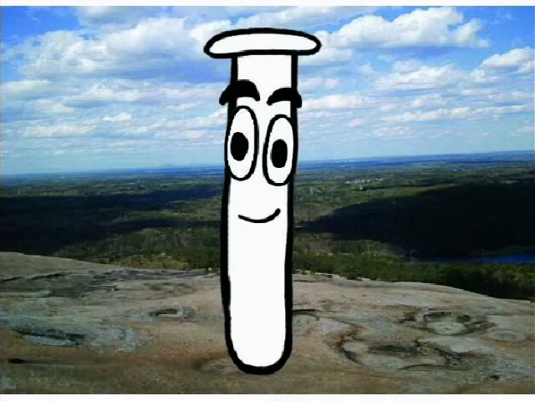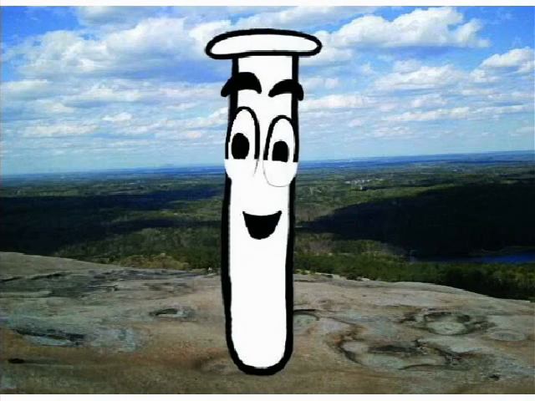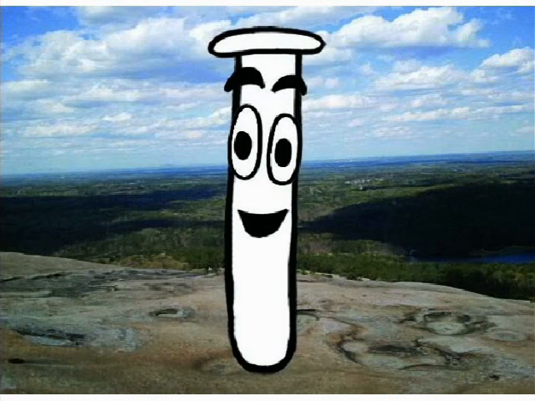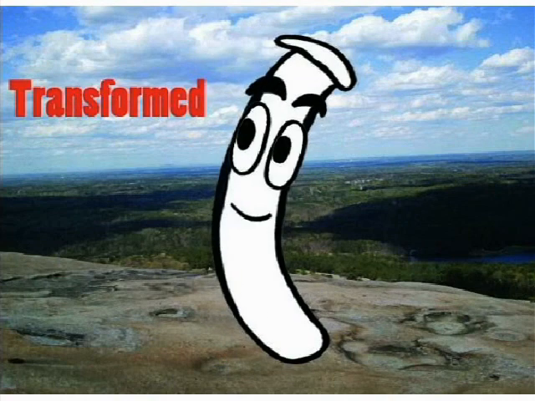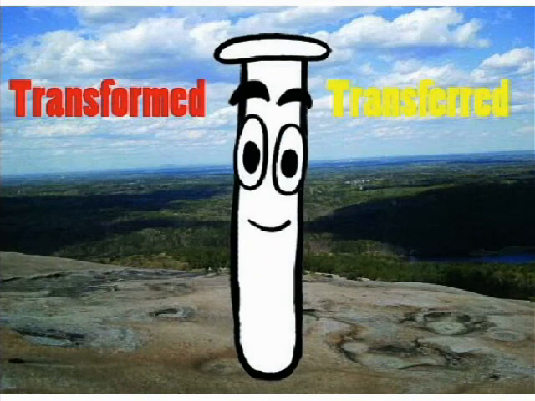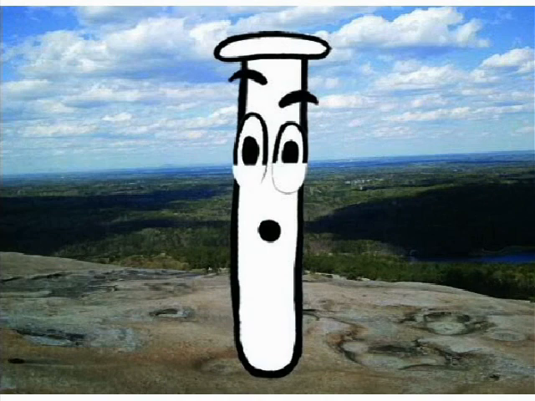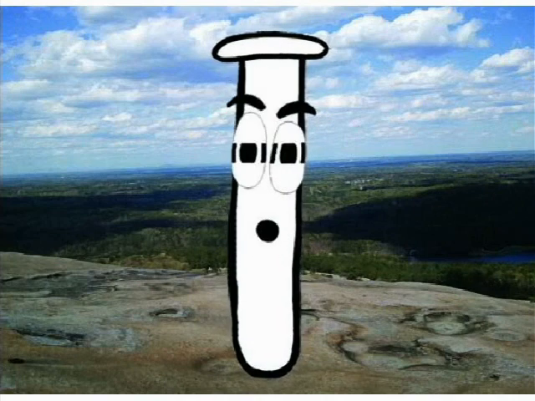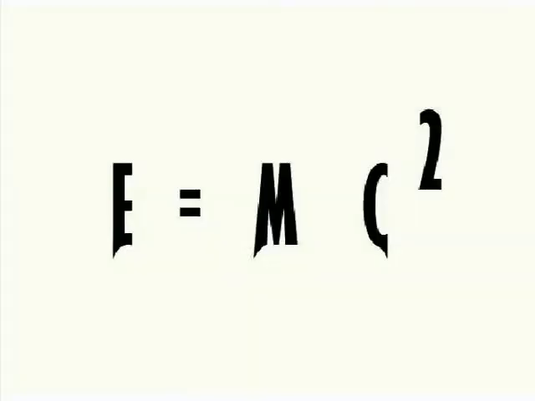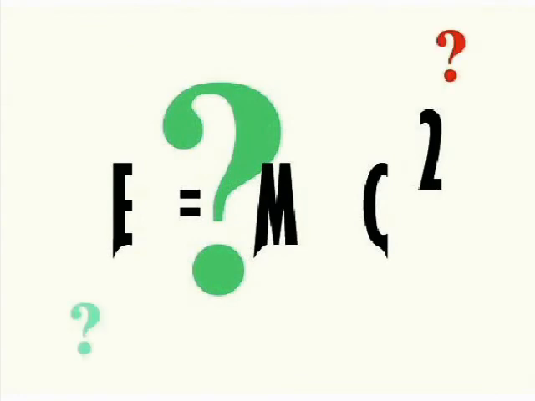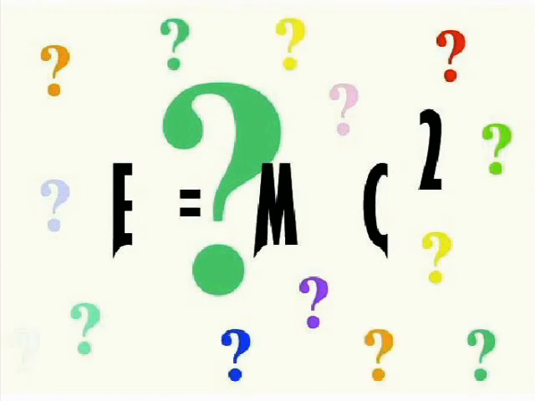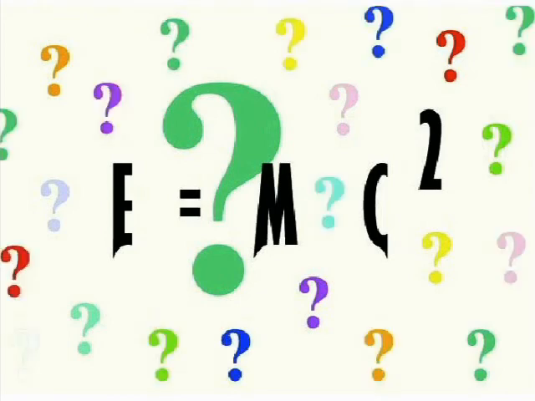E equals mc squared. But energy and matter are ultimately the same thing, one form visible and one invisible. Energy is neither created nor destroyed, only transformed or transferred. Therefore, energy can turn into matter, and matter can turn into energy. But how does it do so? E equals mc squared, the equation scientists have used for centuries to explain how energy turns into matter. But what exactly does that mean?